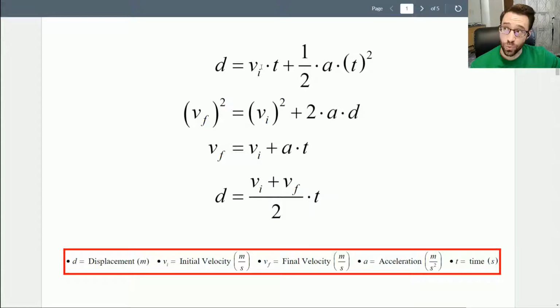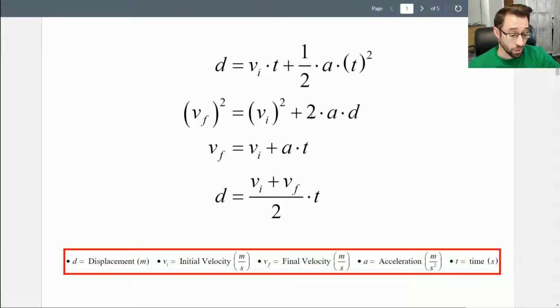The reason why I can't use number 1 is because it has time. Okay? We don't have anything about time. This one has final velocity, initial velocity, acceleration, and displacement. So that one's good. And number 3 and number 4 also have time in it, but we don't have any information about time. So this would be the only equation that we could use.